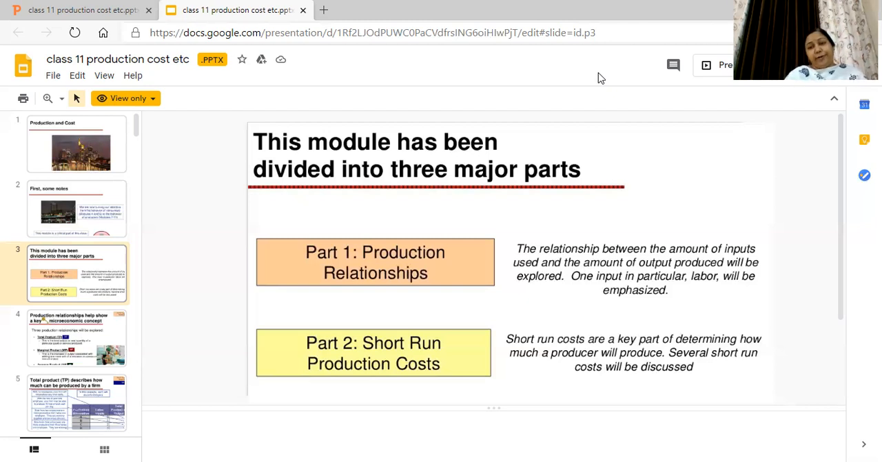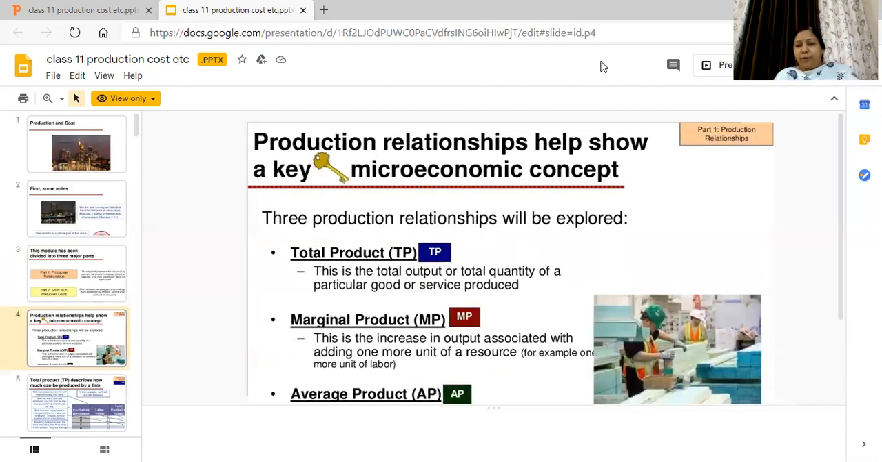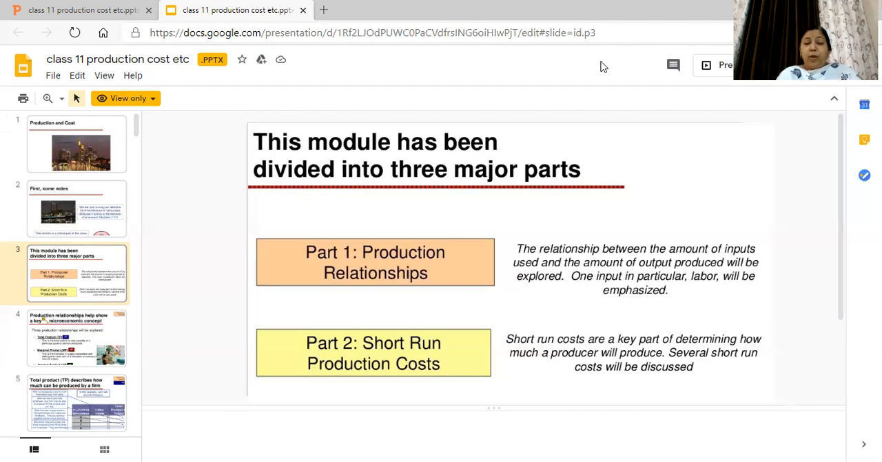What is this short run? As the name of the topic, you can understand short run means it is about the short time. Long run means the production that is for a long time, taking a long time. So here we are discussing the production short run and long run. Short run production means the producer produces something, but in a very short time.